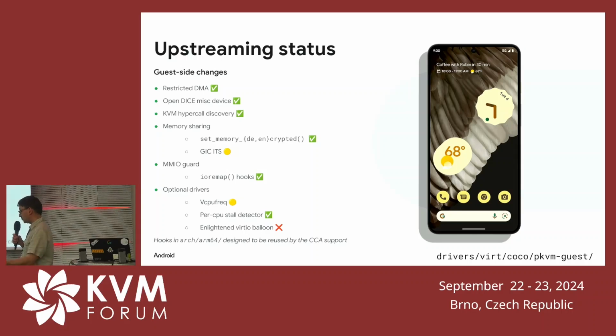There's a per CPU stall detector we added. That's upstream. And then there's an interesting vCPU freq device for plumbing the guest scheduler into the host uclamp setting. These things run on batteries, so we have to be careful about perf and power. And yeah, the new code is in this directory. It's very short because it basically just uses hooks in the architecture backend, which have been designed so they can be reused by the ARM CCA stuff. So hopefully we can all share the common infrastructure for this.